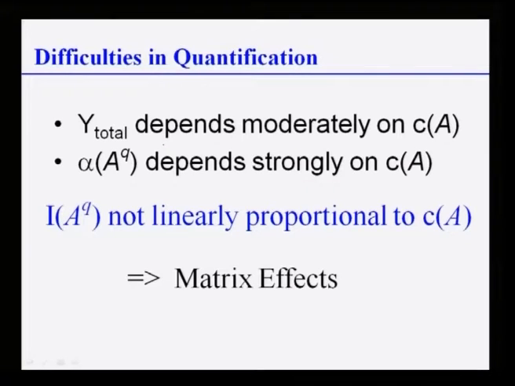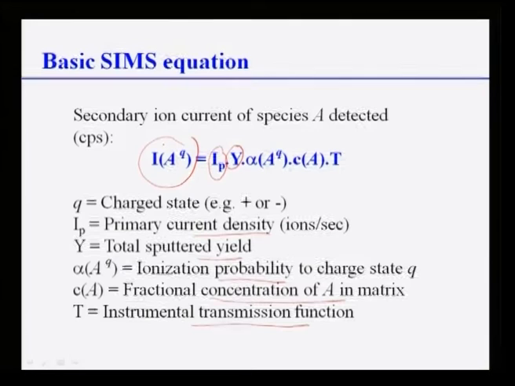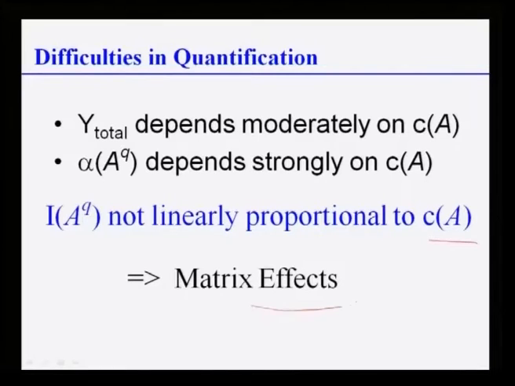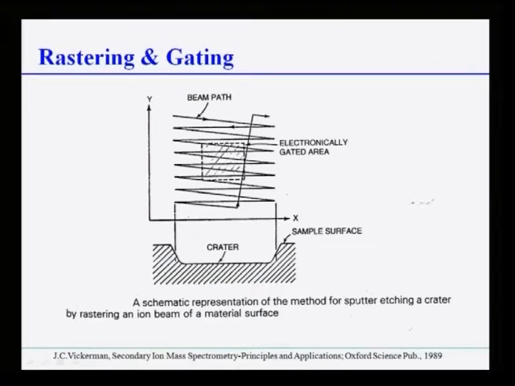Well, there are problems in using this data, because this is the total intensity, and this can be used to quantify, but there are problems. The problem is that Y total depends moderately on CA, and not only that, alpha also depends strongly on CA. That means the intensity I of the secondary ion is not linearly proportional to CA. There will be matrix effects. That is why sometimes it is not possible to quantify these things exactly. There will always be some error involved.